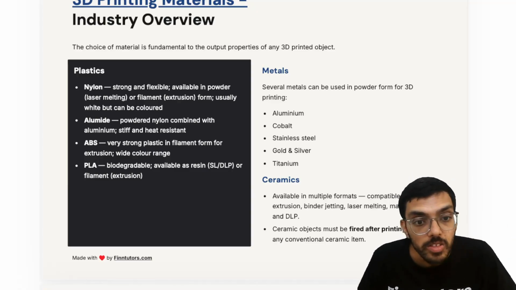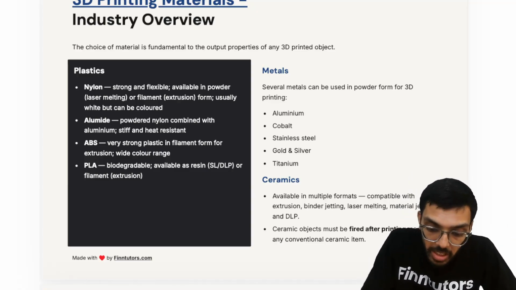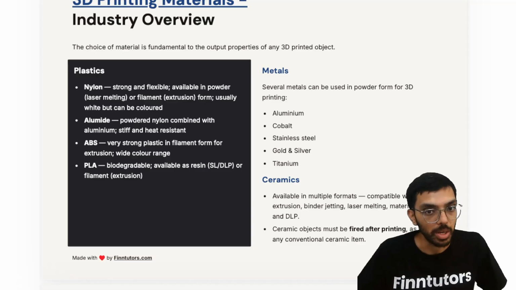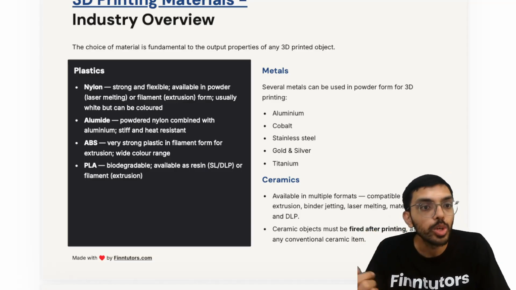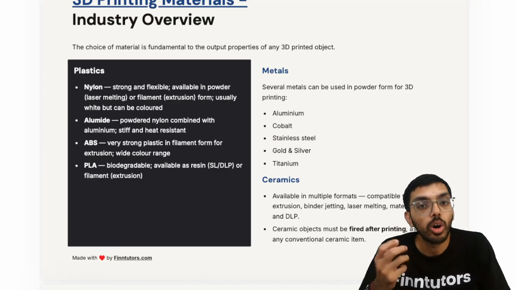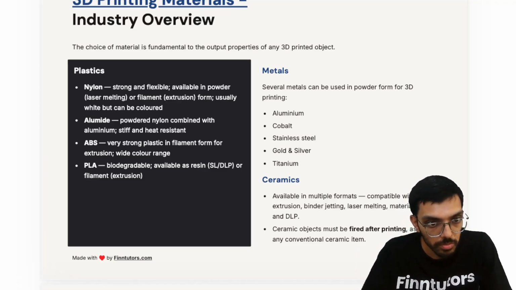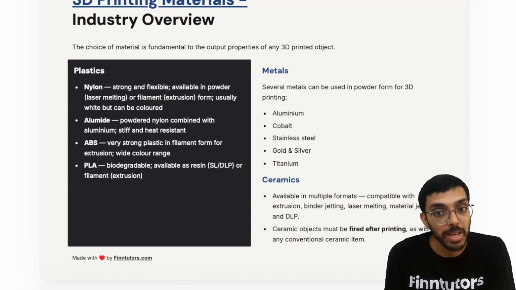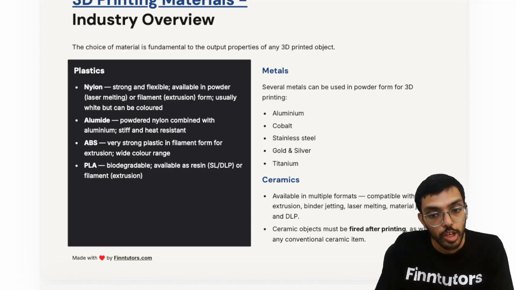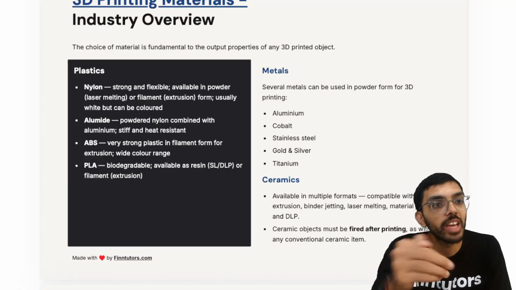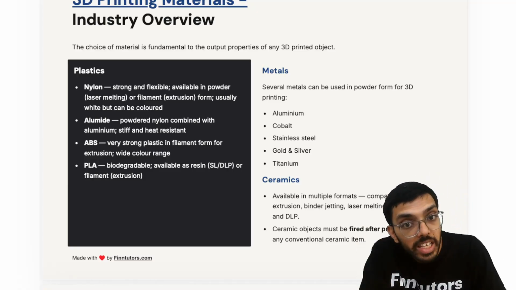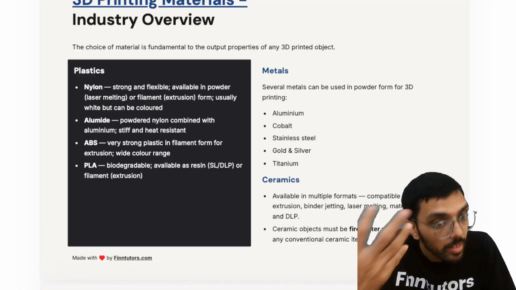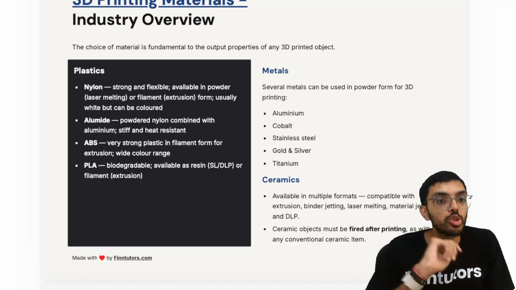Next, printing materials. We learned the types of printers. We need to know the materials. The choice of material is fundamental to the output properties. What kind of object you want depends on the type of material you choose. You can choose plastics. We very clearly know sustainability aspects need to be kept in mind. So what new printers can Kwirtmak come up with? What new materials can Kwirtmak introduce to better its sustainability credentials? Something to think about.